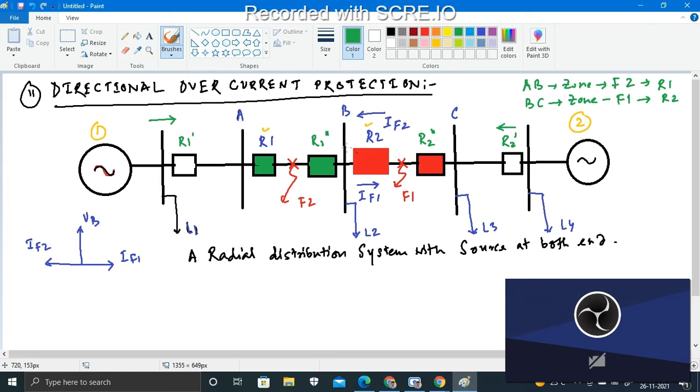Our main concentration will be this particular zone only, where the fault is located. There is no current flowing because the circuit is open. Circuit is open, so there is no fault there?